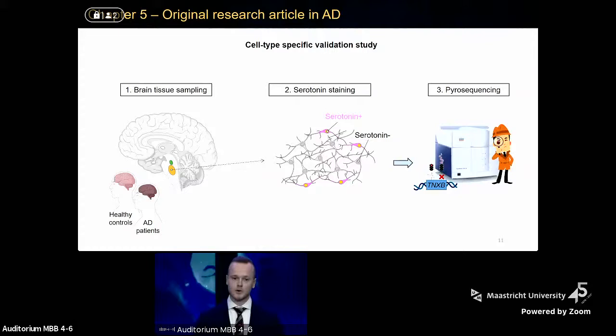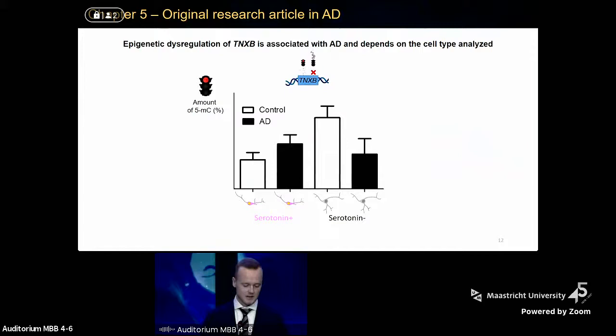And then we compared between these two cell types, the patients and the controls. So in this slide, you can see a graph displaying our findings of the cell-specific validation study. On the x-axis, you have the different cell types for both Alzheimer's patients and the healthy controls. The controls are in white and the Alzheimer patients are in black. On the y-axis, you then have again the amount of modifications, or in this case, the red traffic lights.